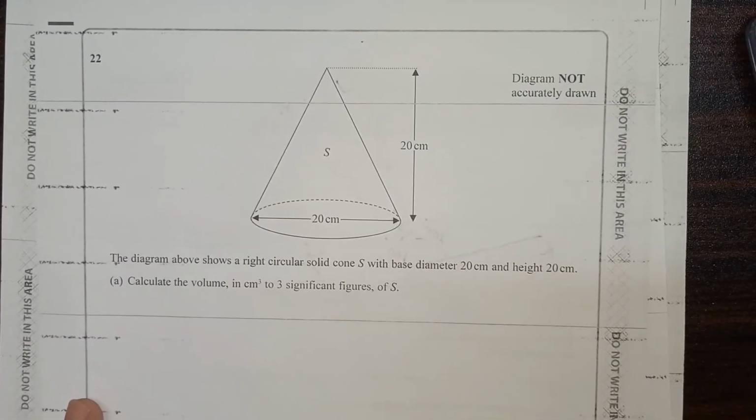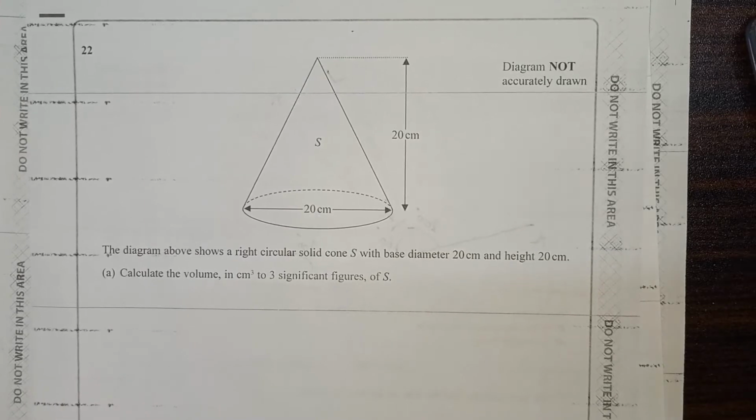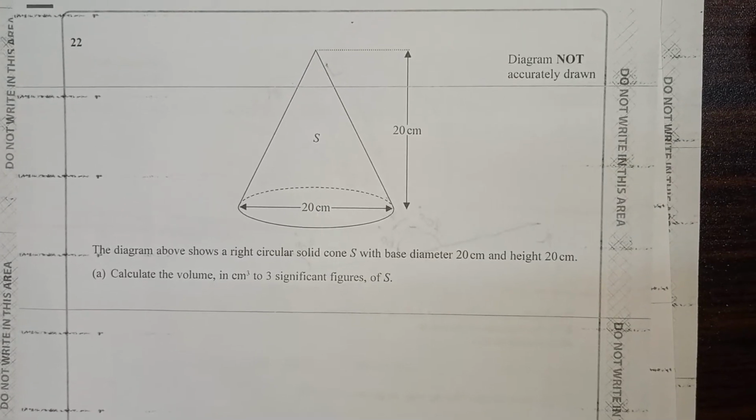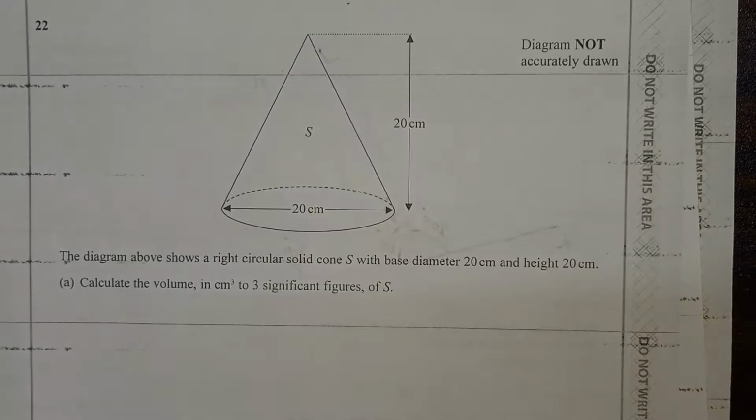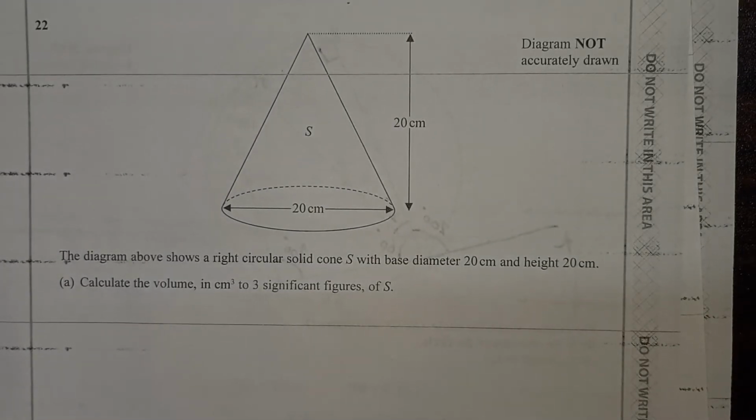Question number 22. The diagram above shows a right circular cone S with the base diameter 20 cm and the height 20 cm. Calculate the volume in centimeter cubed to three significant figures of S.